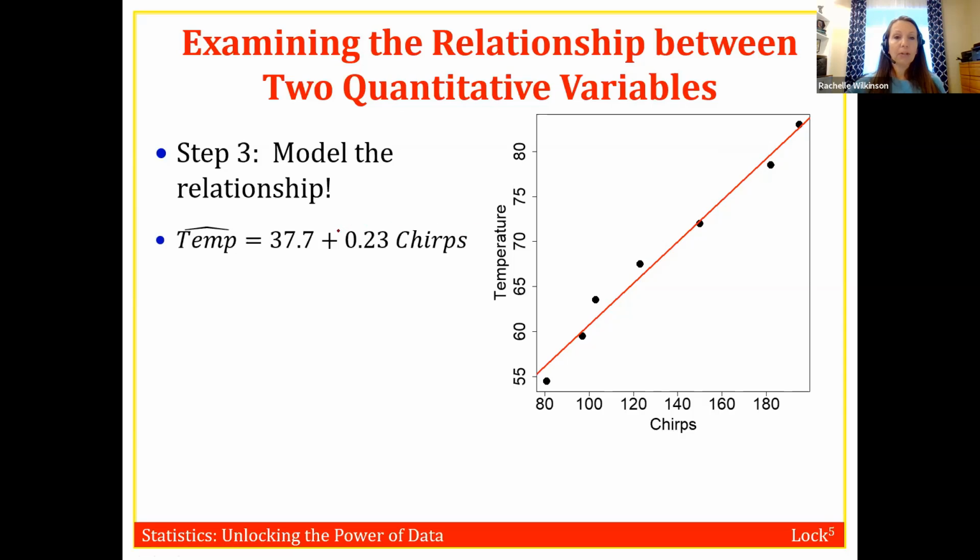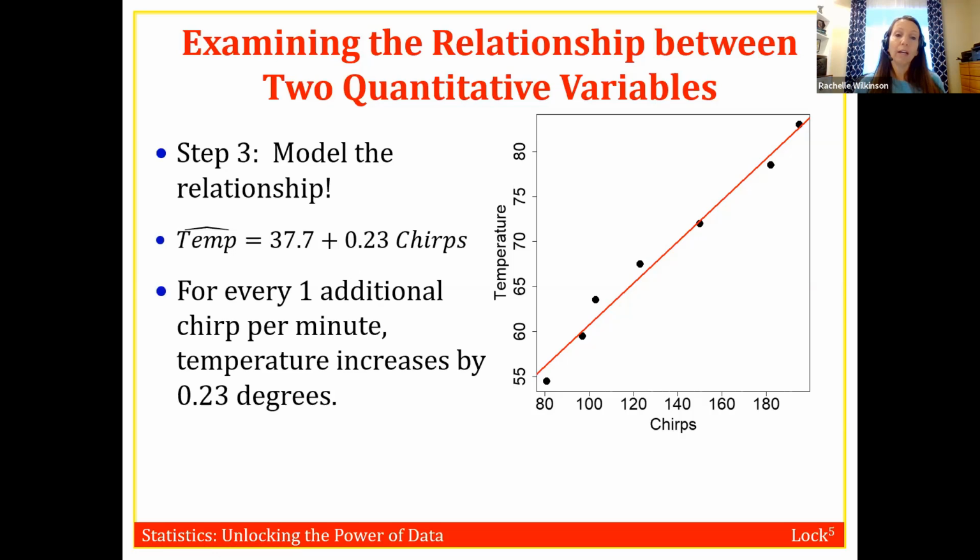And remember, we've kept up on interpreting slope a little bit, but make sure you remember how to interpret slope if you've forgotten. So if my slope is 0.23, then I would say for every 1 additional chirp per minute in the chirp rate, temperature increases by 0.23 degrees. So you might want to put that little pattern for interpreting slope somewhere on your 1 page of notes for the exam.